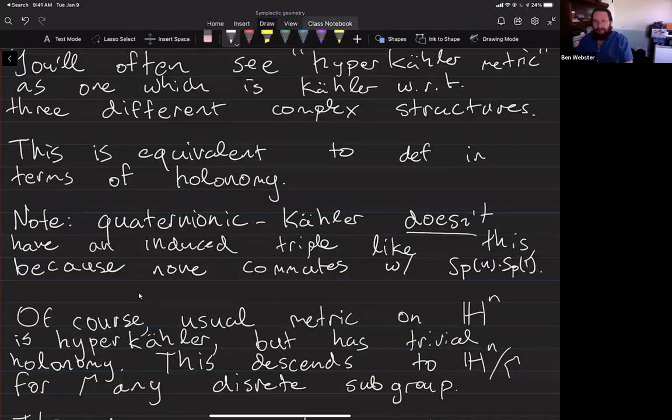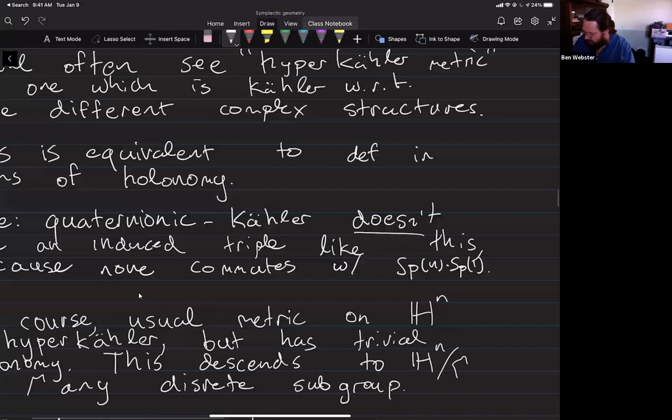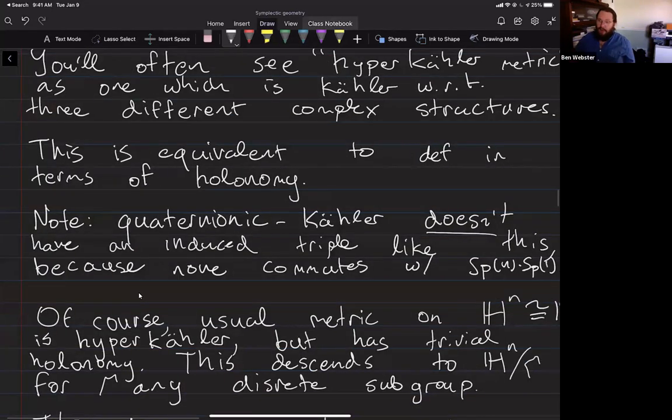And so if I just take the usual metric, if I think of H^n as identified with R^4n by the usual identification of the quaternions with R^4, then the usual metric on here is Kähler with respect to I, J and K. And so it makes this hyper-Kähler, but with trivial holonomy. So I'm using, again, this sense of: even if you're a proper subgroup of Sp(n), that's fine. I still call you hyper-Kähler.